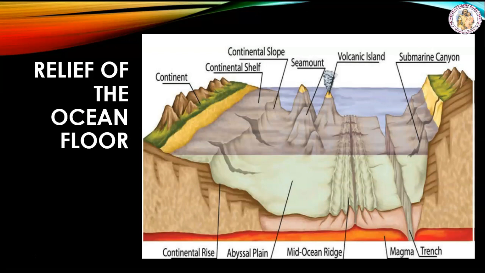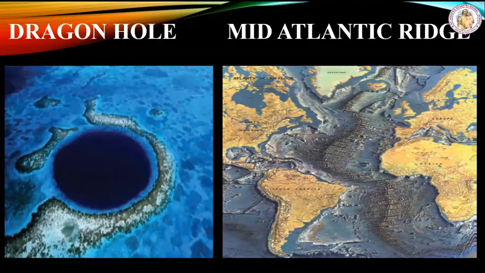Epicenters of the great earthquakes are all found in the trenches. Do you know Dragon Hole is the deepest known underwater sinkhole in the world? The local fishermen call it the Eye of the South China Sea.